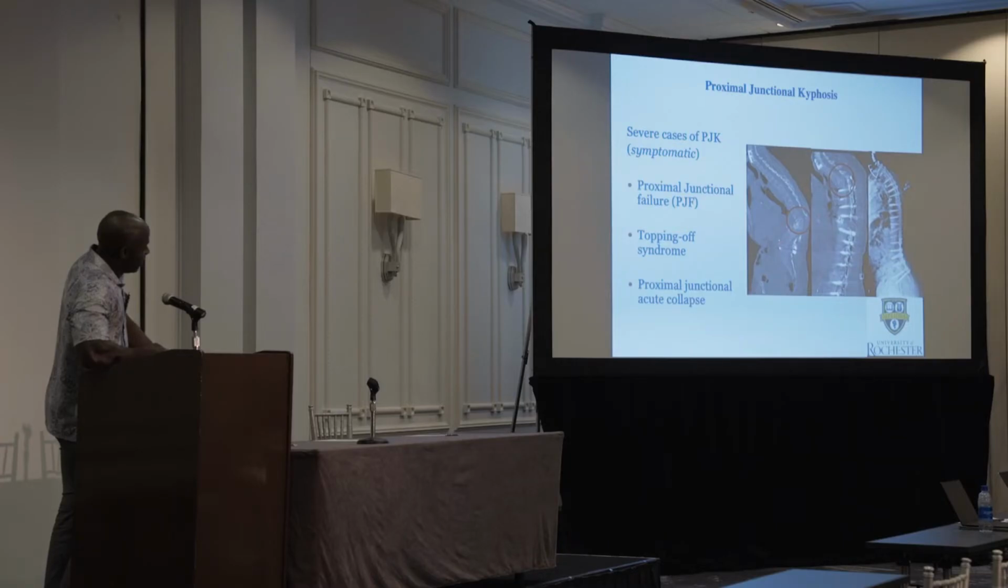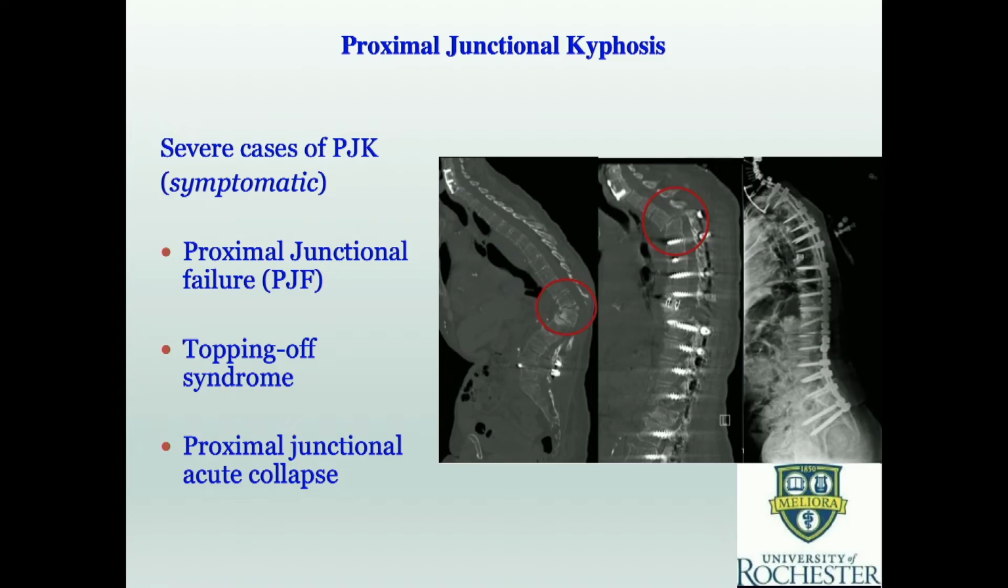This is a patient we treated during residency, and the picture is borrowed from my mentor, Dr. Kavesh. This osteoporotic patient had a failure right there and was extended up, and then had another failure and was extended again. I think this patient ended up fused to C2. This is proximal junctional failure, also called proximal junctional collapse or acute collapse.